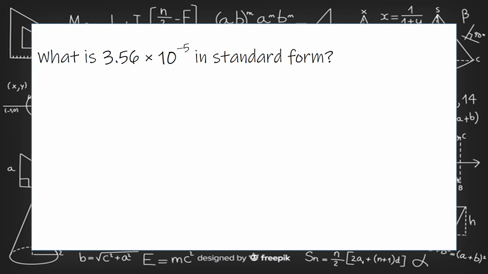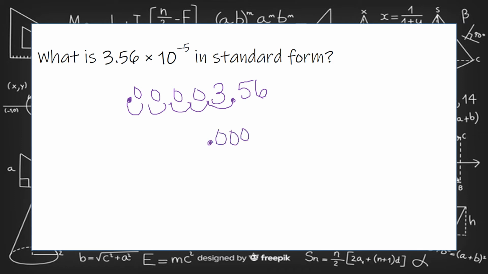What is 3.56 times 10 to the negative 5th? Okay, so we're going to say 3.56. And we're going negative, so we're making this number smaller. We're going to do 1, 2, 3, 4, 5. So we're going to fill in each of these loops with a 0. So it'll be 0.0000356.